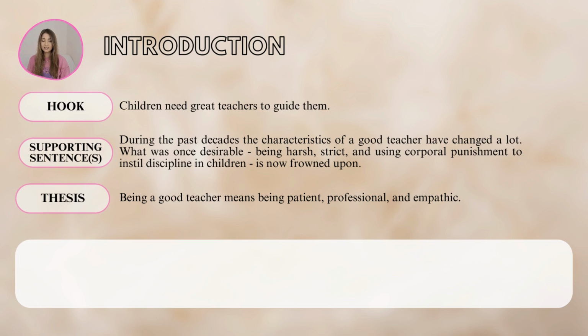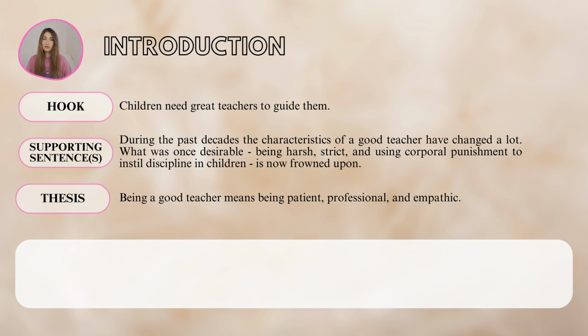During the past decades, the characteristics of a good teacher have changed a lot. What was once desirable, being harsh, serious, and using corporal punishment to instill discipline in children, is now frowned upon. As you can see, I wrote not one, but two supporting sentences. I've mentioned before that the supporting sentence, or sentences, is the link between the hook and the thesis. Now, when I look at what I wrote, I don't really like it. It feels like the supporting sentences are not linked to the hook.